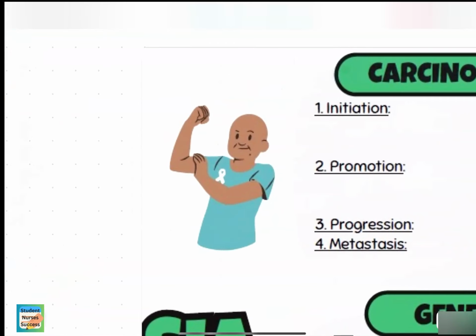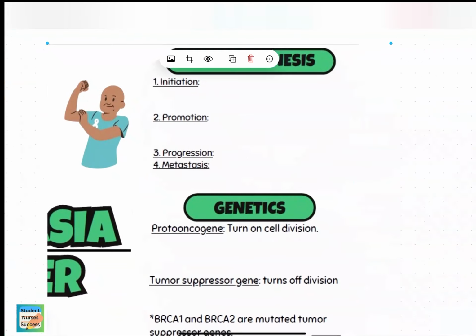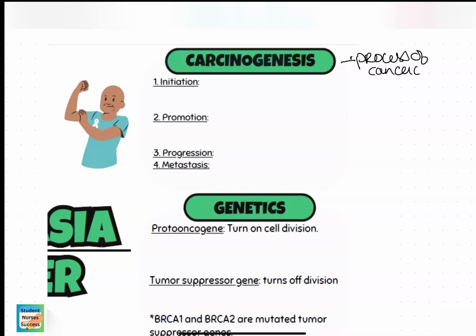Let's move over to our second half here. And let's talk about carcinogenesis, which is really the process of cancer conversion. And it's kind of a multi step process. And the first step is initiation. And during initiation, a carcinogen is applied to a cell.